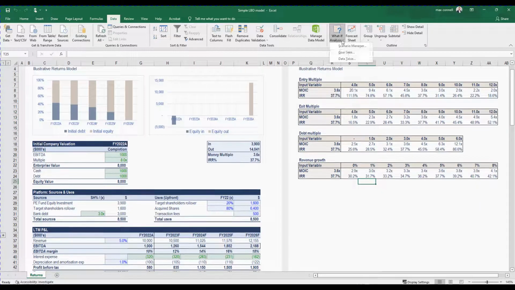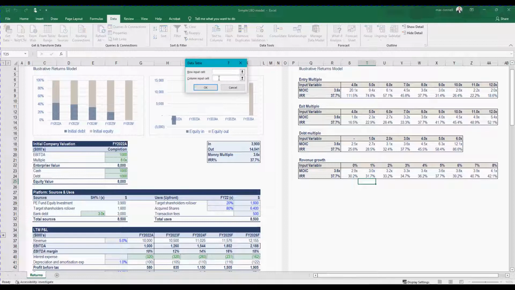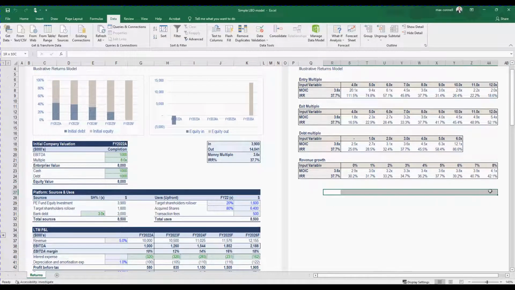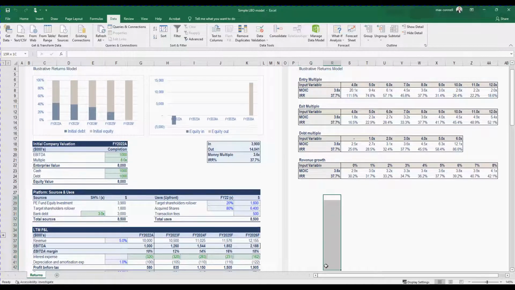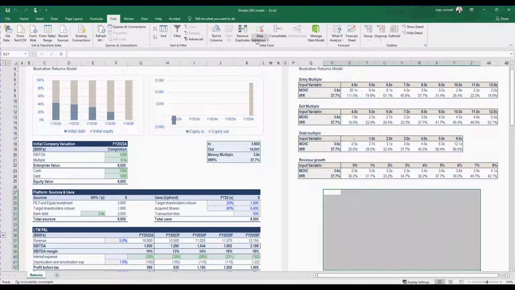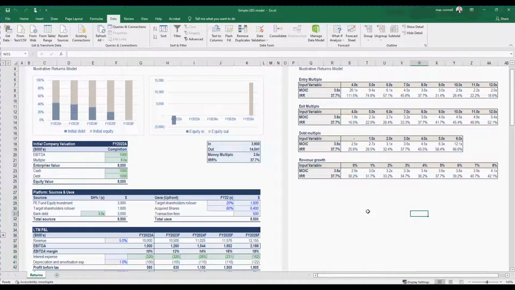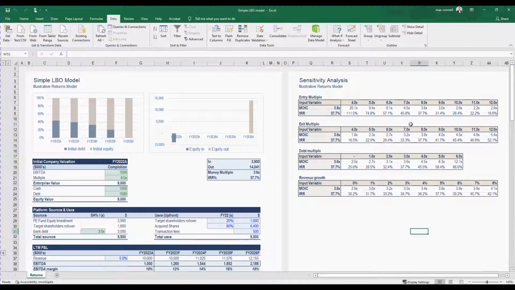So you can also do this with 2, like you can have another variable down the side. So you can maybe have your entry multiples up here and then exit multiples down here. Select the table like that. And then basically when you do the data table, you select both a row input and a column input, and you can do that if you want. But personally, for me, single variable analysis is fine.